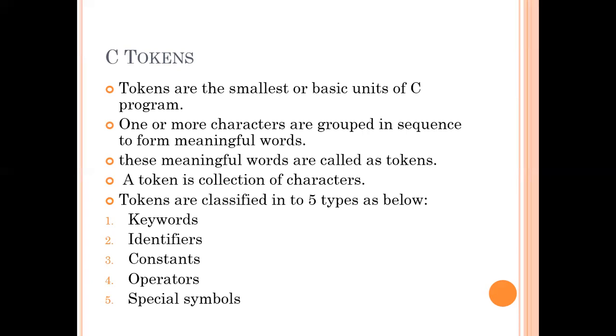One is missing in the slide. Please include that. Keywords, identifiers, constants, strings is missing, operators, and special symbols. Okay. A token is the smallest individual unit in a C program. C has 6 types of tokens: keywords, identifiers, constants, strings, special symbols, and operators.